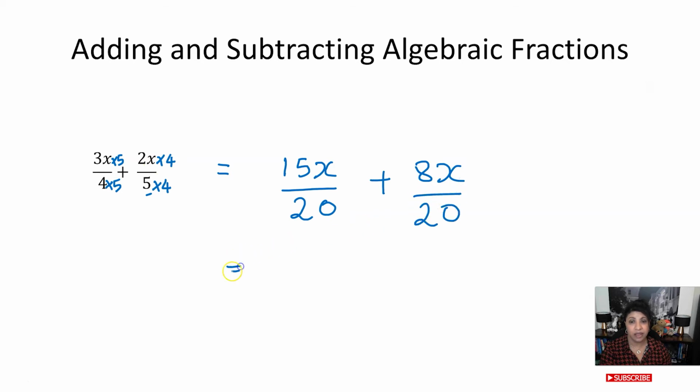Now then, I can add the two numbers because the denominator is the same. So 15x plus 8x, that is 23x. So 23x over 20. This can't be simplified any further, so this is your final answer.